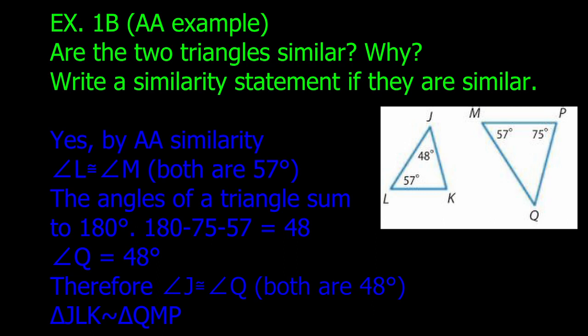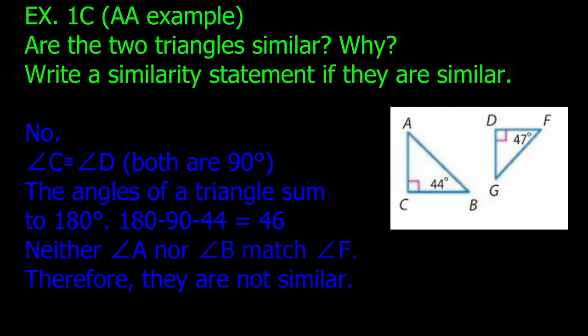Here's another AA example. This is one that doesn't work. Okay, so here we have the same idea where we know two of the angles and not the third one. And you might say, hey, Mr. Snow, you just showed us it can work out.